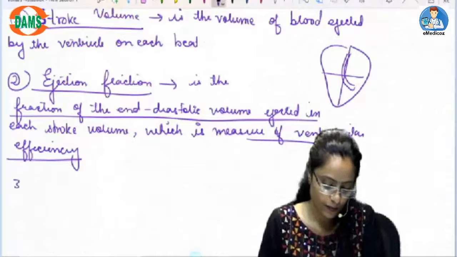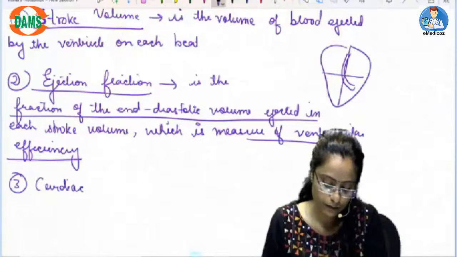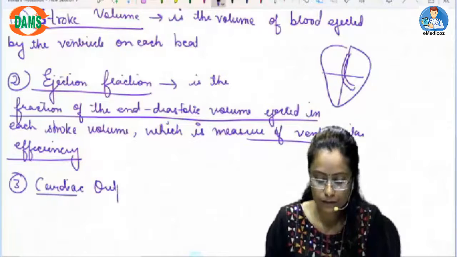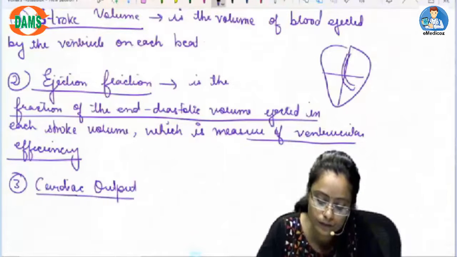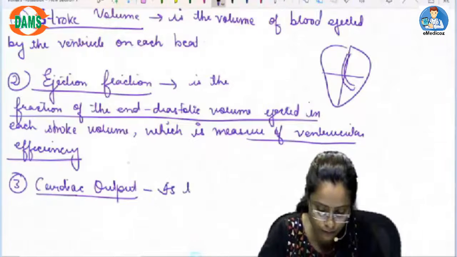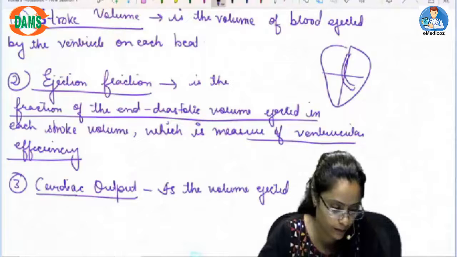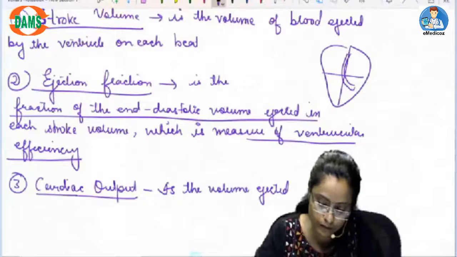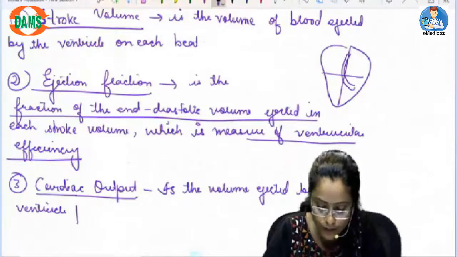The next is cardiac output. It is the volume ejected by the ventricle per unit time.